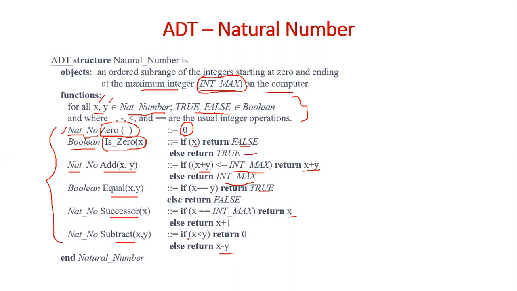If x is less than y, then it will become a negative number, and natural number stops at 0, so you cannot return a negative number. So if x is less than y, it will return 0. So it checks whether x is less than y. If x is less than y, it returns 0. Otherwise, it returns x minus y. The return type is natural number. So this is the end of natural number, and this is how the abstract data type is defined.